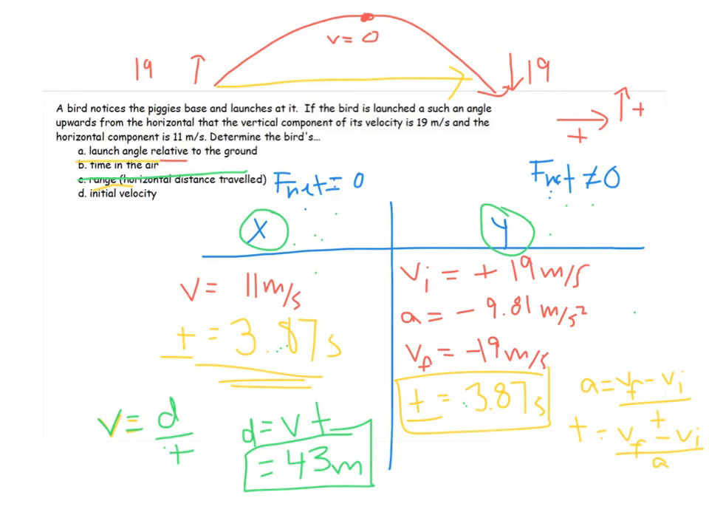If it's asking range, it's talking about how far in the x. If it's asking maximum height, we're going to where the final y velocity is 0. And all these different things will allow us to answer these questions. But we treat the x and the y separate. We use uniform motion for the x, and kinematics equations, accelerated motion, for the y.